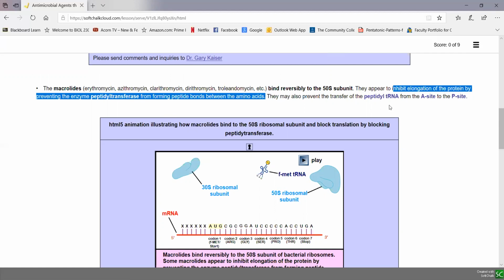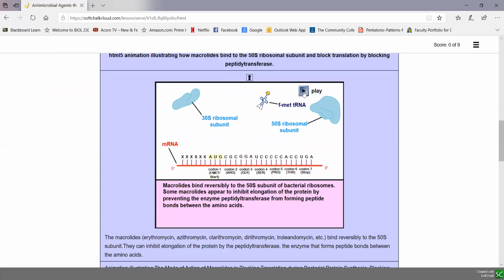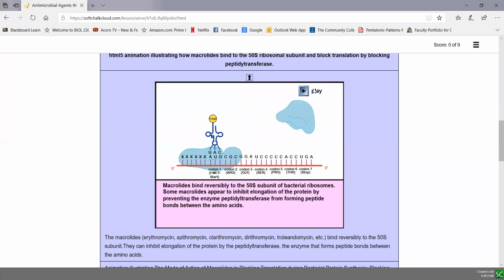Others may prevent the peptidyltransferase from moving from the A site to the P site, as we'll see in the next animation coming up. But let's look at the first one here, where they are binding to peptidyltransferase, preventing peptide bond formation. So again, there's our messenger RNA, a 30S subunit attaches, a transfer RNA complementary to the start codon forms an initiation complex, the 50S subunit attaches, and we're ready to go.